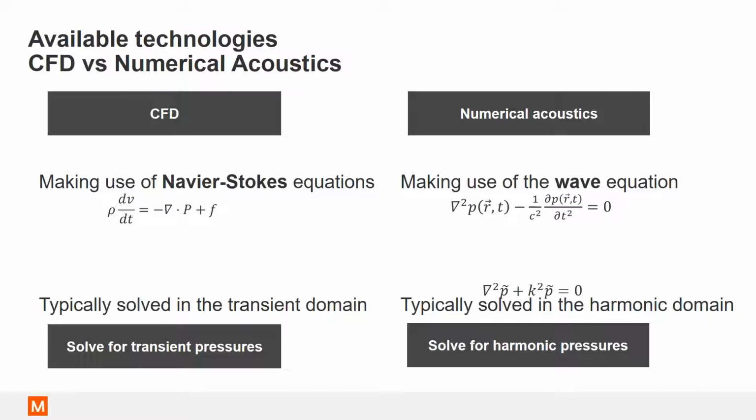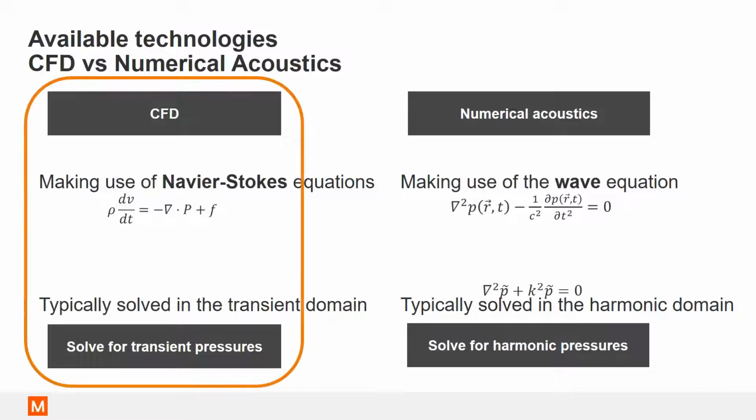Here we link the derivatives of pressure, time, and space to the speed of sound. Generally, we solve the equation in the harmonics domain. Now, these are the two main categories we will cover today. And so first, we'll look at the CFD side.